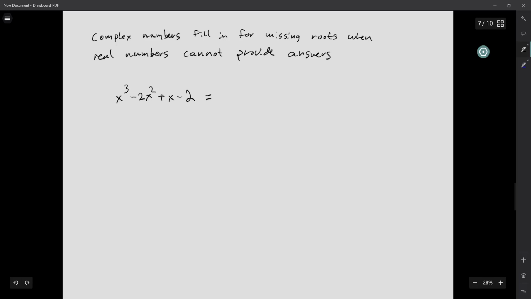But since this factors by grouping, I'll see the first pair. I can take out x squared, leaving me with x minus 2. The second pair is already there, so I'll just write x minus 2, which works out to factoring to x squared plus 1 times x minus 2. If I did the rational root test, I would have seen that 2 was one of my roots, and I could have done long division to find out what that was.